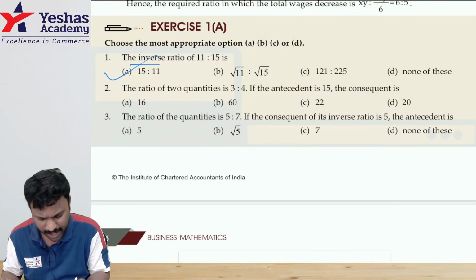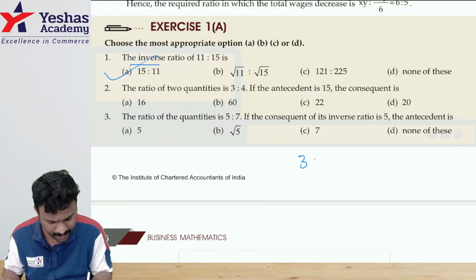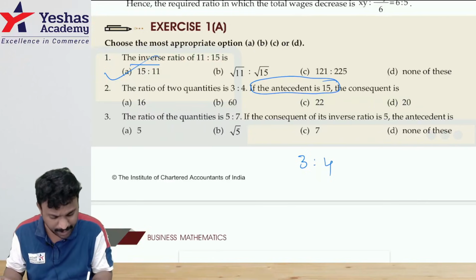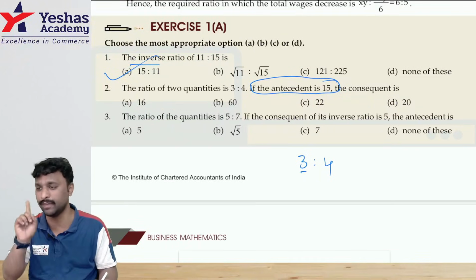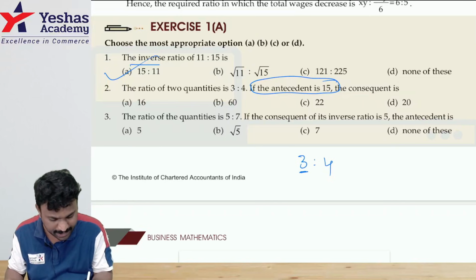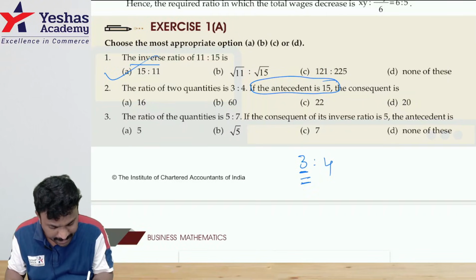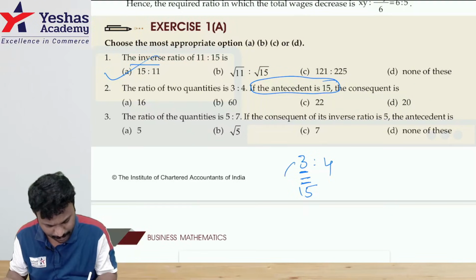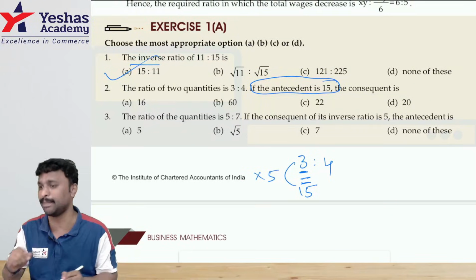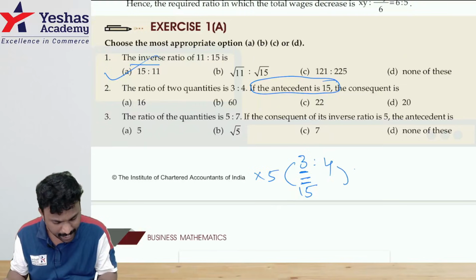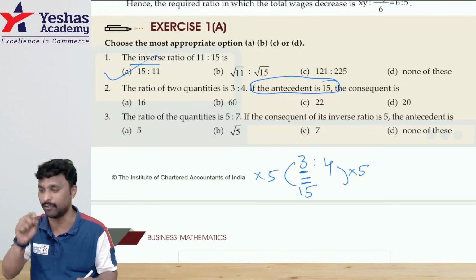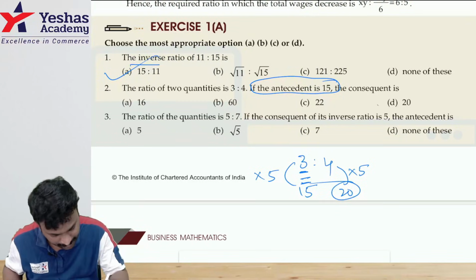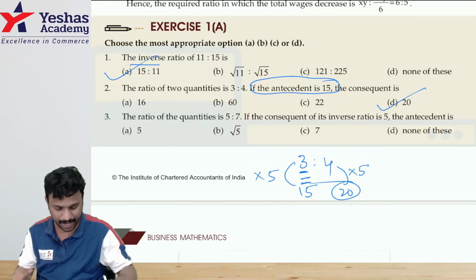Moving on to the next question, the ratio of the two quantities is 3 is to 4 and they have said the antecedent is 15. So you see, in the ratio A is to B, the first term is the antecedent. That means 3 is nothing but the antecedent. So this antecedent is equivalent to how much? 15. So 3 is equivalent to 15. That means 3 5s are 15. The multiplying factor is 5. Same way, I have to multiply 4 also with 5. 4 5s are 20. Therefore, the consequent of this ratio is equal to 20. Option D is the right answer.